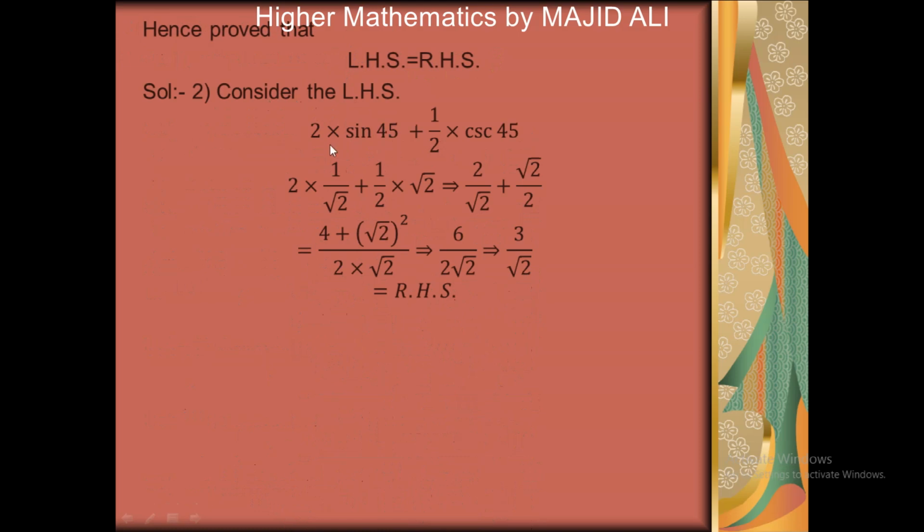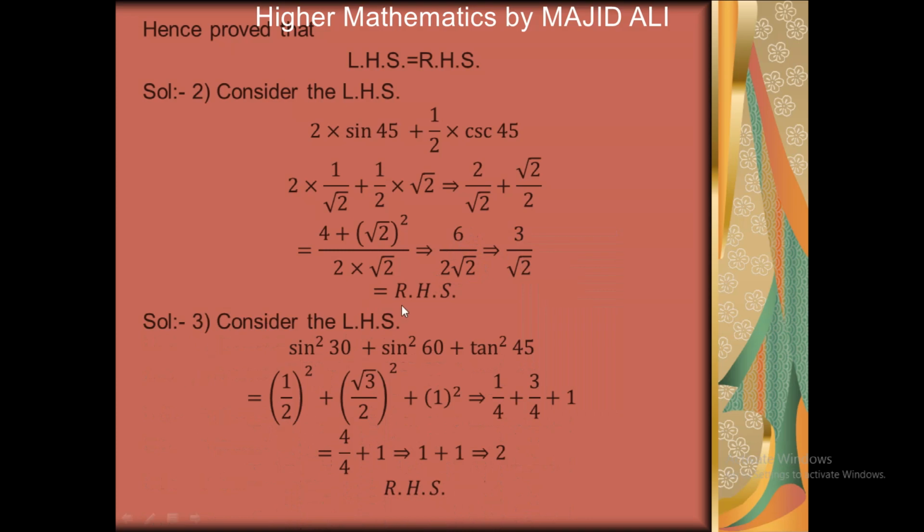Here is the second: 2 into sin 45 plus 1 over 2 cosecant 45. Substituting the values, sin 45 is 1 over square root 2, plus 1 over 2 as it is, multiplied by cosecant 45. The reciprocal of the value of sin 45 gives the cosecant 45. Multiplying and simplifying, 2 over square root 2 and square root 2 over 2, by taking the LCM, 2 square root 2: 2 multiplied by 2 is 4, and square root 2 into square root 2 is 2, so 4 plus 2 is equal to 6 over 2 square root 2. By cancelling 6 by 2, it is equal to 3 over square root 2, which is the right hand side.